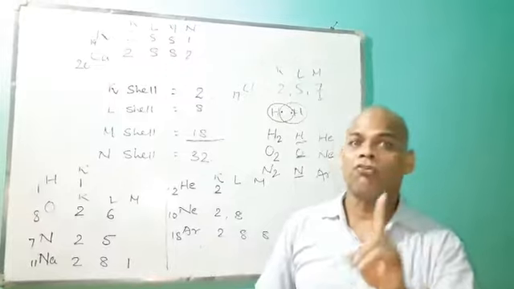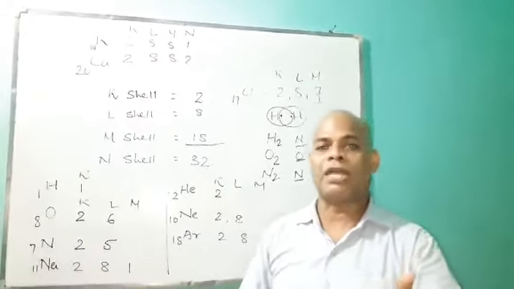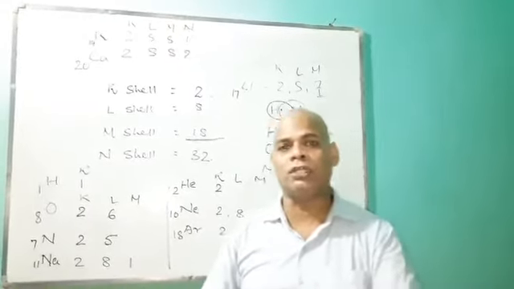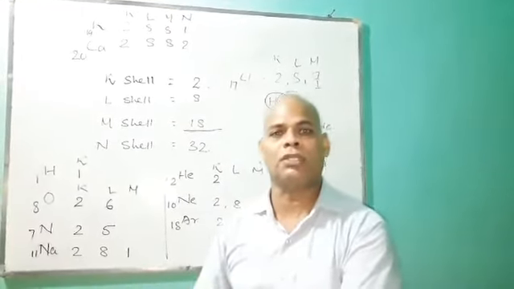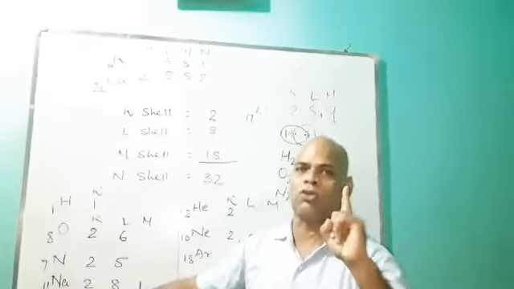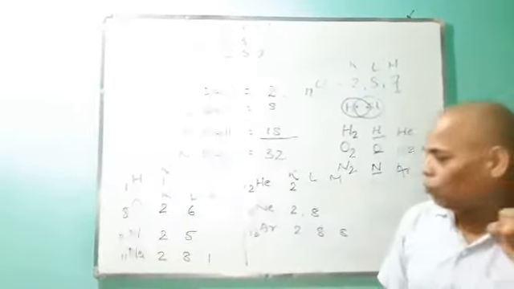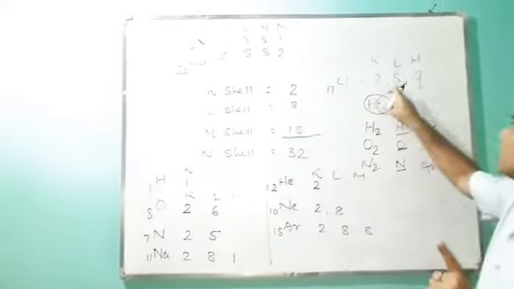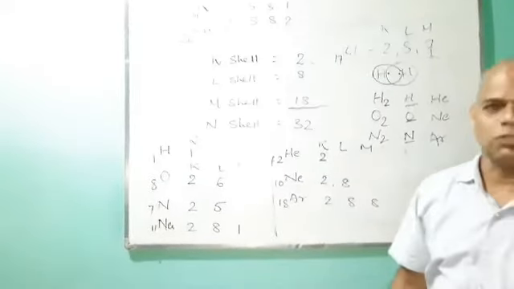In other words, we say the combining capacity of an element is called valency. As for example, sodium can lose 1 electron, so sodium has valency 1. On the other hand, chlorine can gain 1 electron, so chlorine also has valency 1.